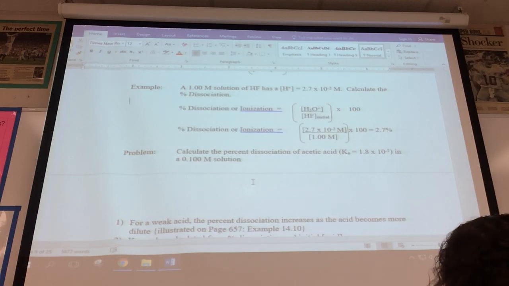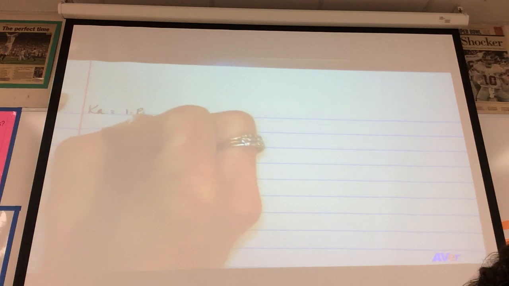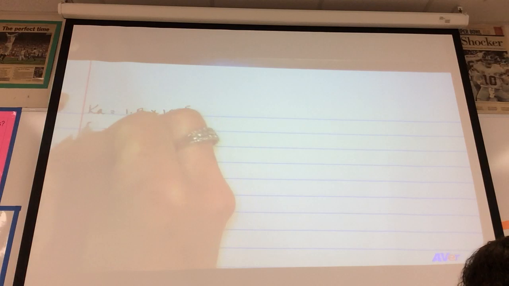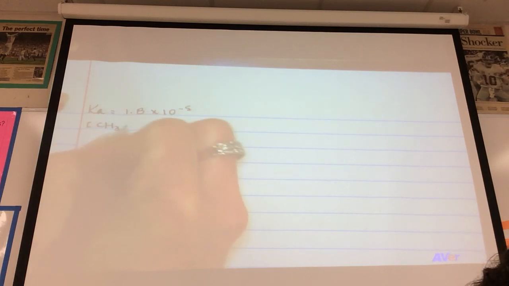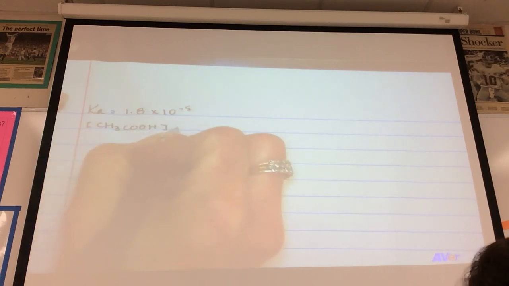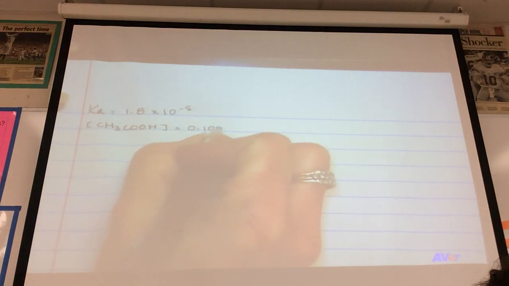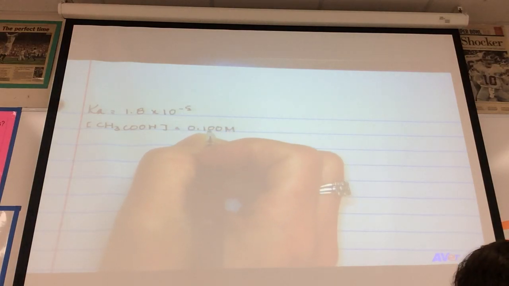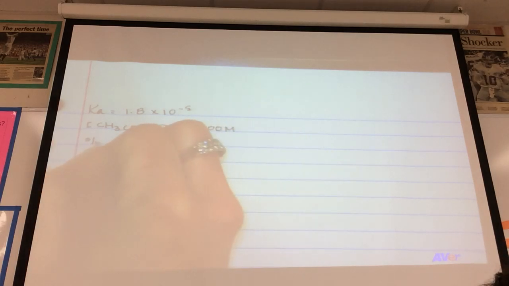It says, calculate the percent dissociation of acetic acid with a Ka of 1.8 times 10 to the negative 5 in a 0.1 molar solution. So in regard to what's given and what you want to know, we've got a Ka value of 1.8 times 10 to the negative 5. The concentration of acetic acid is 0.100 molar solution, and we want to know the percent dissociation.